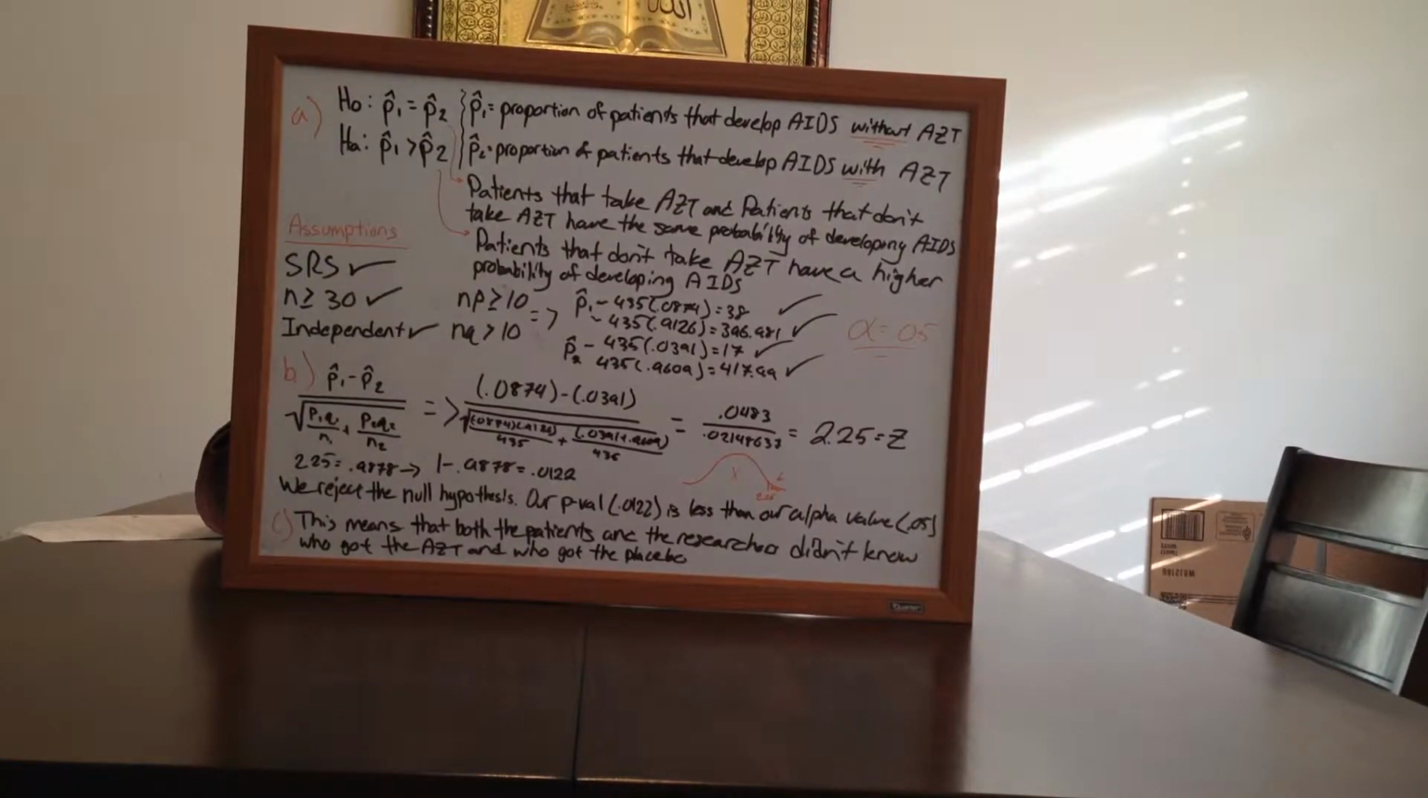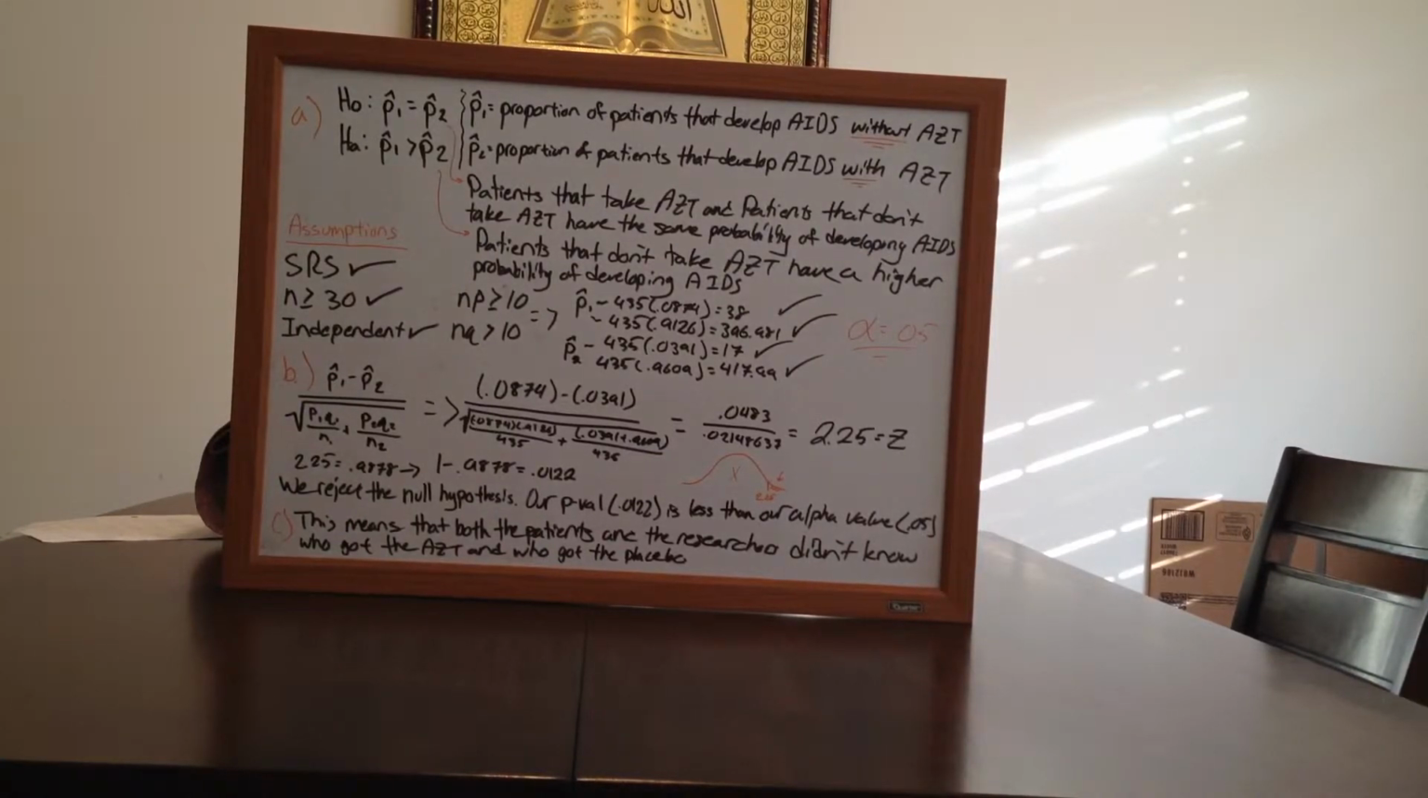At the end of the study, 38 placebo subjects and 17 of the AZT subjects had developed AIDS. We want to test the claim that taking AZT lowers the proportion of infected people who develop AIDS in a given period of time. So, A says state hypothesis and check that you can safely use the Z procedure.